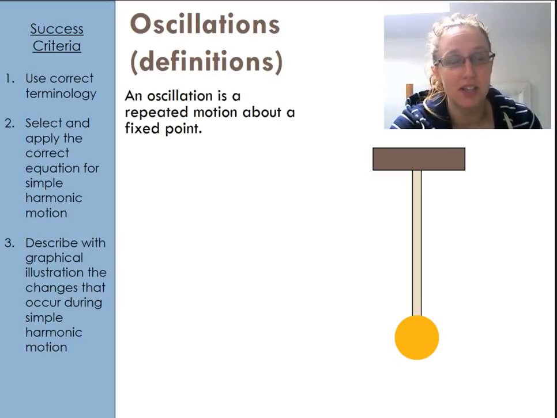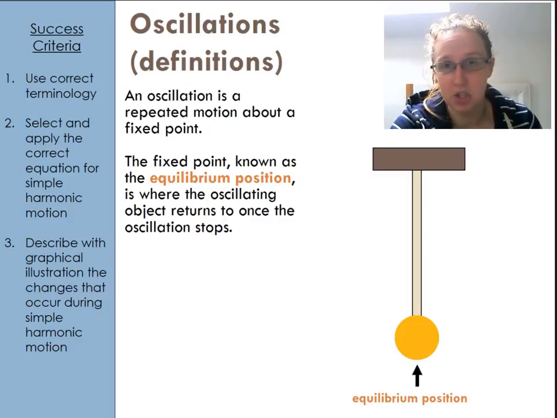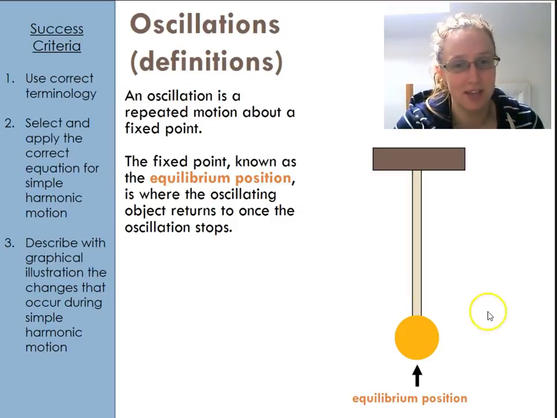So an oscillation is just a repeated motion around a fixed point. That fixed point is what we would refer to as the equilibrium position. It's the point where the object would return to once the oscillation stops, so you can think of it as its rest position. So if I've got a pendulum like this here, when it's just hanging straight down, that would be its equilibrium position.